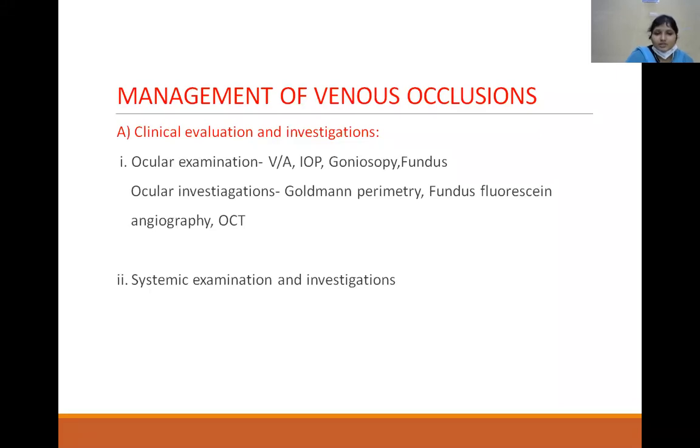Next, coming to systemic examination. There are many systemic risk factors, as I already mentioned. So we have to rule out hypertension, diabetes, cardiovascular diseases, and also hypercoagulable states like polycythemia and thalassemia, sickling hemoglobinopathies, and also sarcoidosis. All these must be evaluated and thoroughly investigated before proceeding to treatment.